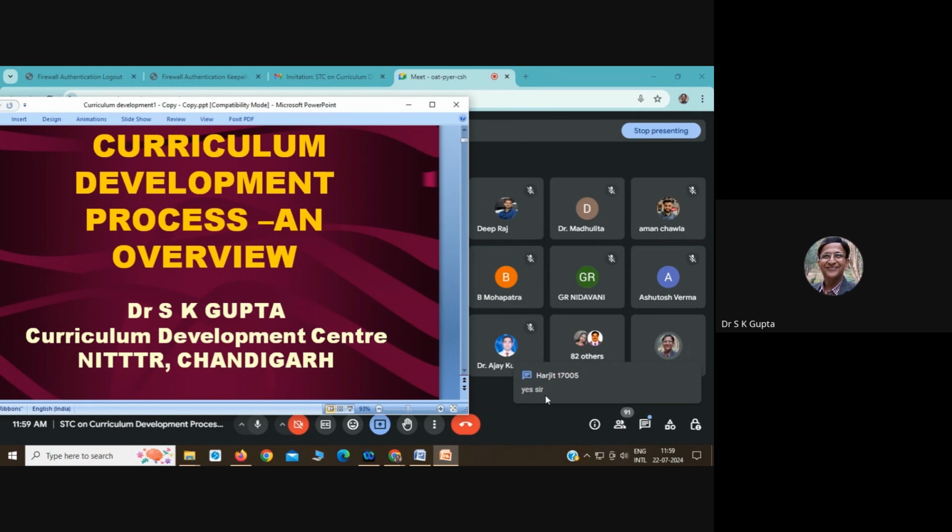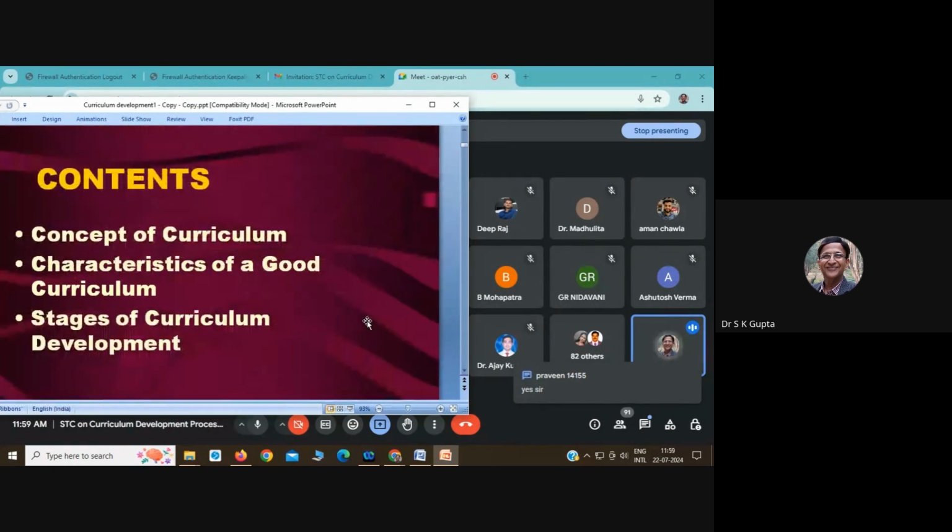We start with the first session, that is on curriculum development process and overview. In this session, we will be discussing the concept of curriculum and syllabus, then characteristics of a good curriculum, and four stages of curriculum development.